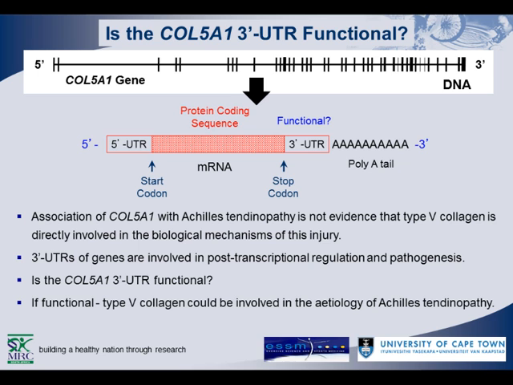So the question is, is this region functional? Why are we finding all these associations? Finding these associations does not directly implicate that type 5 collagen is directly involved with the biological mechanisms of this injury. We need to explore this further with functional analysis so that we can identify the biological mechanisms, and that's what we have subsequently done.